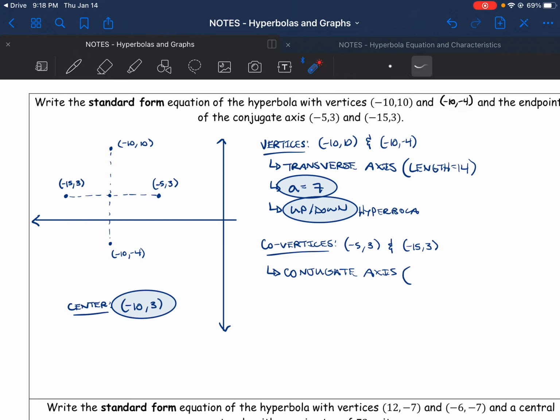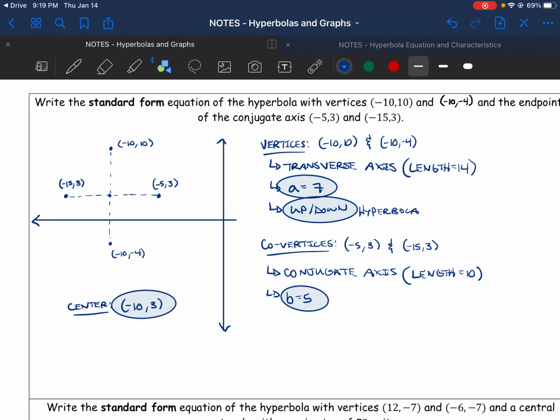Okay, and when we look at our little rough sketch here, the conjugate axis and these co-vertices, the y value is the same, so we're just finding the distance between the x values, negative 15 and negative 5. And the distance between negative 5 and negative 15 is going to be 10. And let me put length equals 10. Let's be consistent. So 10 units in length for the conjugate axis. And we know that the b term is half the length of the conjugate axis, so the b term is 5.